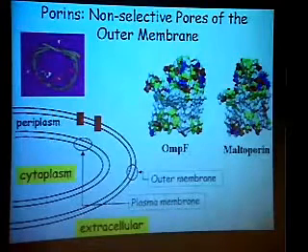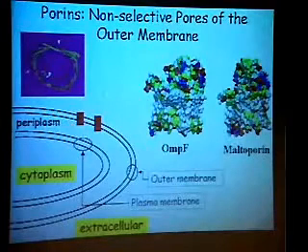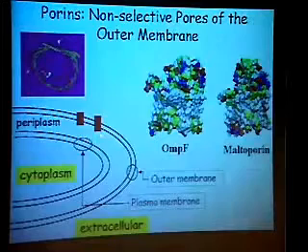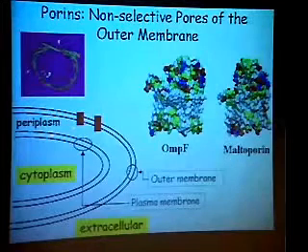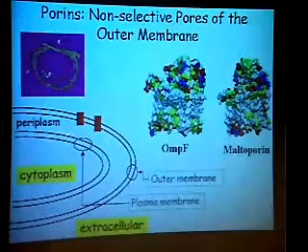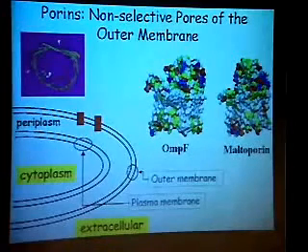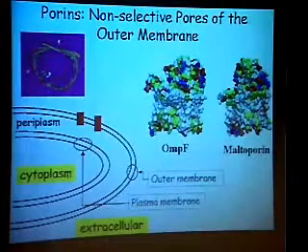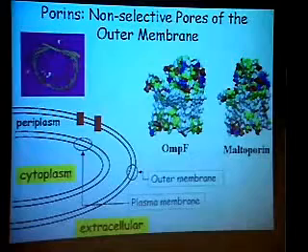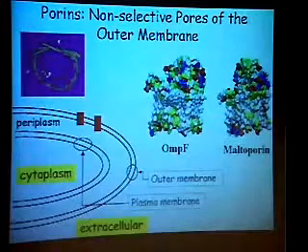Because they provide a non-selective mechanism of transport across the membrane, they are here just to allow some molecules to reach the interior part or the periplasmic region. This is the region which is located between the two membranes. And from there, then we have selective mechanisms to allow some molecules to be transported to the cell and some should be blocked. So that's the case, for example, in mitochondria or some gram-negative bacteria. Here are two examples, maltoporin and OMPF.